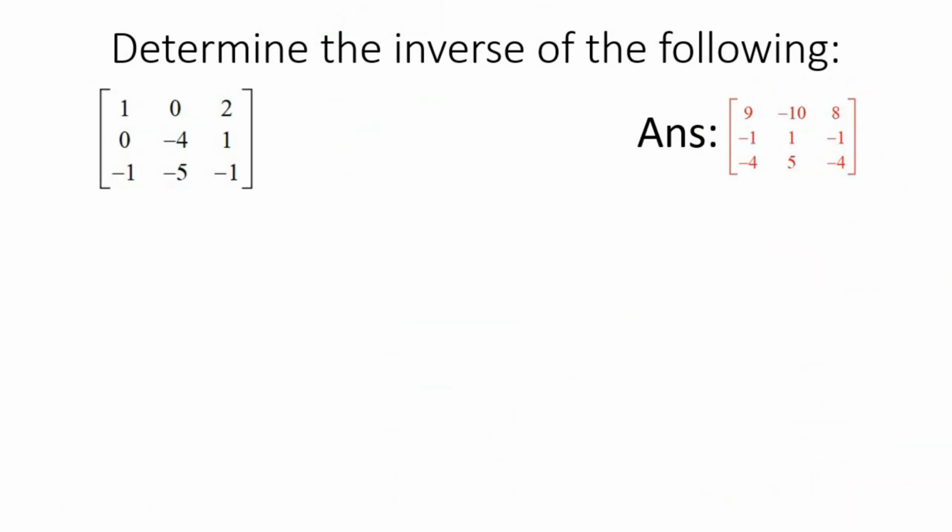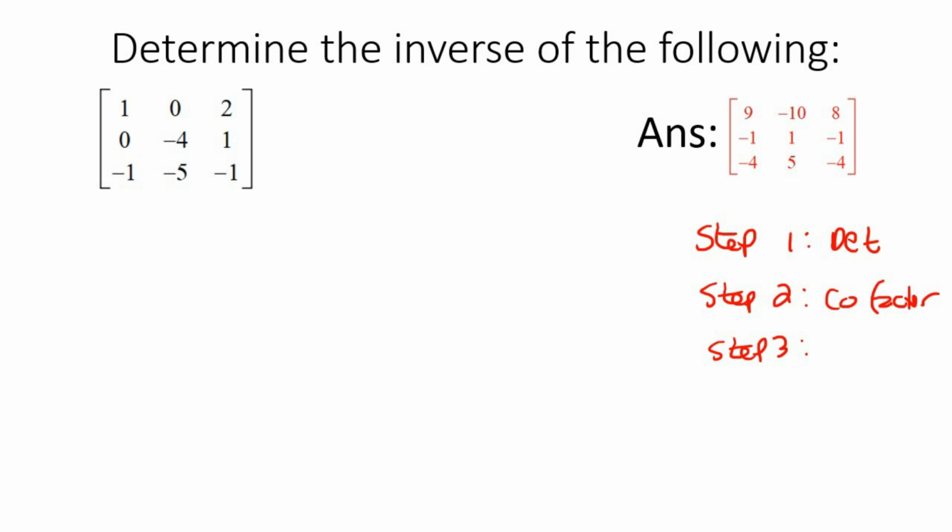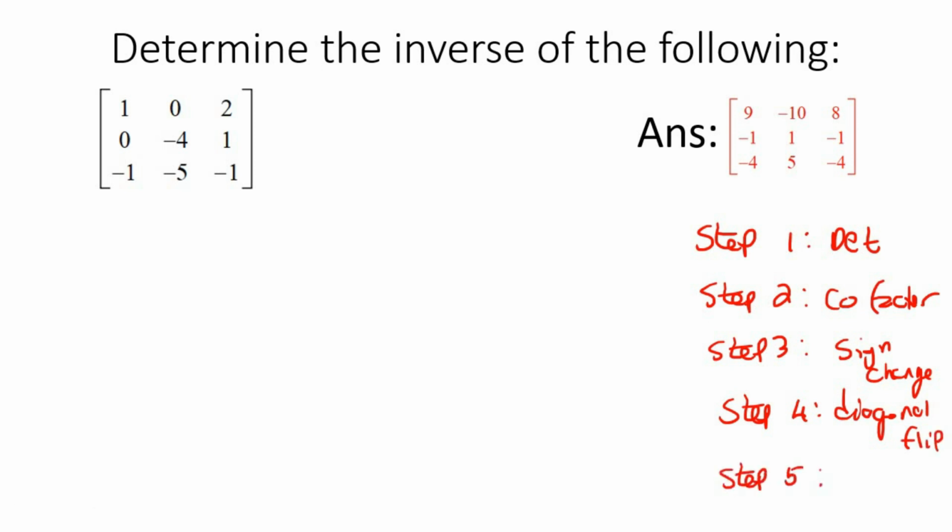All right, so let's do one more example. So remember, let's write out our steps. So step 1, get the determinant. Step 2, get the cofactor matrix. Step 3, sign change. Step 4, diagonal flip. And then step 5, we would do that formula: 1 over the determinant multiplied by the matrix. Okay, so there we have it.